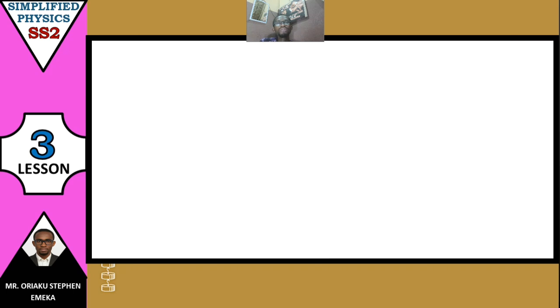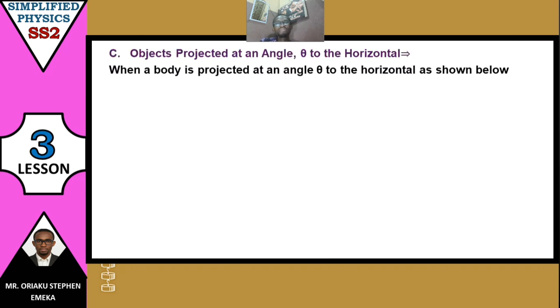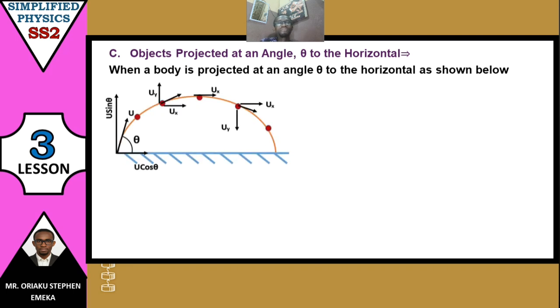So let's go to the next type of projection, which is the projectile that is inclined at an angle theta to the horizontal. When a body is projected at an angle theta to the horizontal, mind you, these formulas are for a projectile at an angle theta to the horizontal. Look at this case. We have it this way. Now this velocity is inclined, and we have the vertical component and the horizontal component.